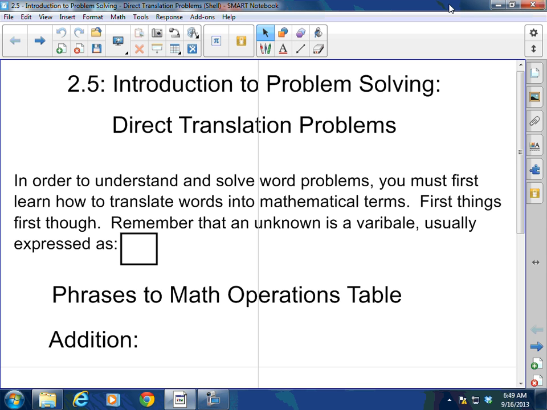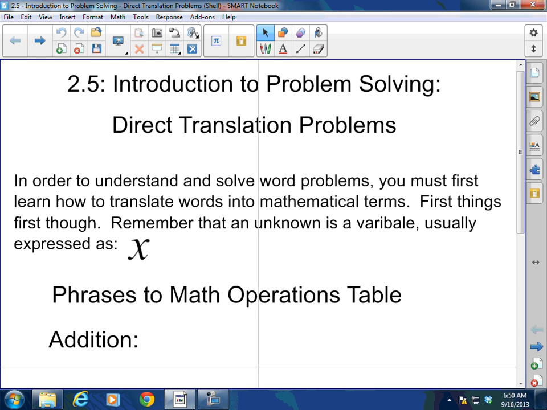Now, in order to understand and solve word problems, you must first learn how to translate words into mathematical terms. That's huge. And first things first, remember that an unknown is a variable, usually expressed as x. Whenever you're talking about an unknown, that's your variable. That's what you're solving for. Sometimes there's two unknowns, sometimes there's three unknowns. Those would have to be labeled as separate variables. But every time you have an unknown, that is a variable.